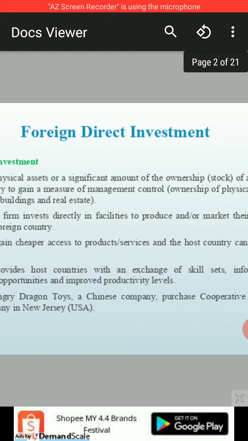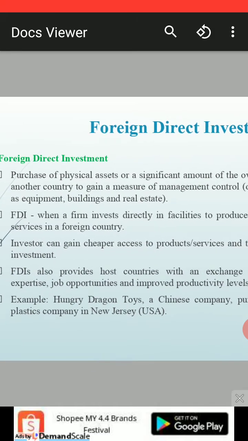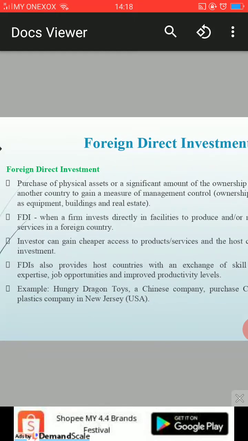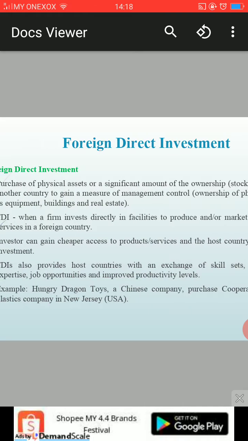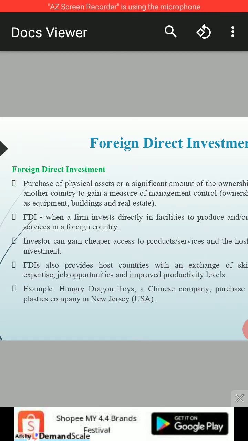Okay, firstly, I want to explain what is FDI. Okay, can you see from your slide? FDI is when a firm invests directly in facility to produce or to market their product or services in a foreign country. So it means that the company or the MNC will build or set up their business or factory in another country for the purpose of manufacturing or selling the products.